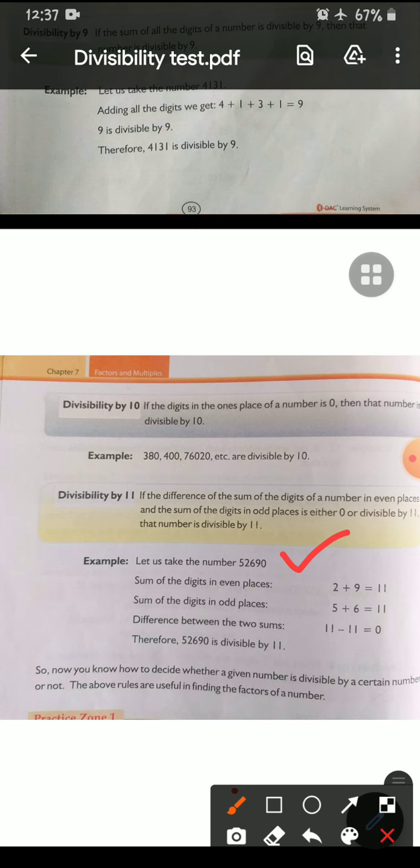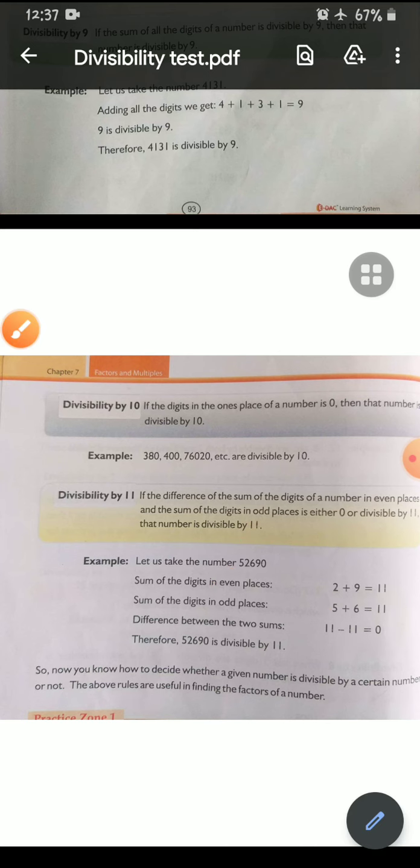For example, here you have given 52,690. First you have to take the digits which are at your even places. At the even places, here you have 2 and 9. So first you have to add 2 plus 9 equals 11. Now you have to add the digits which are at your odd places. At the odd places you have 5, 6 and 0. On adding, you get your answer 11. Now you have to subtract these 2 sums. 11 minus 11, you are getting your answer 0. Therefore, 52,690 is divisible by 11.